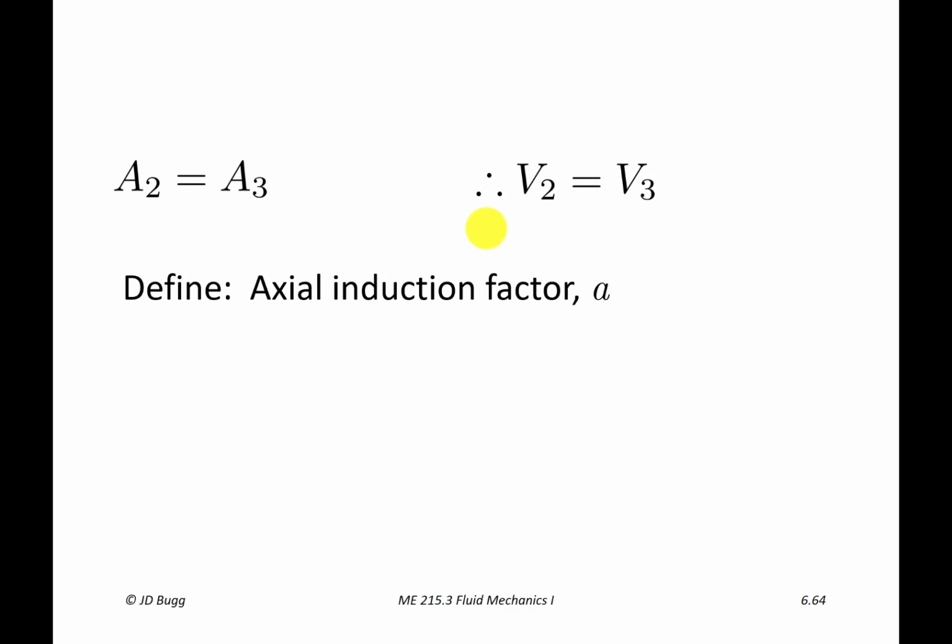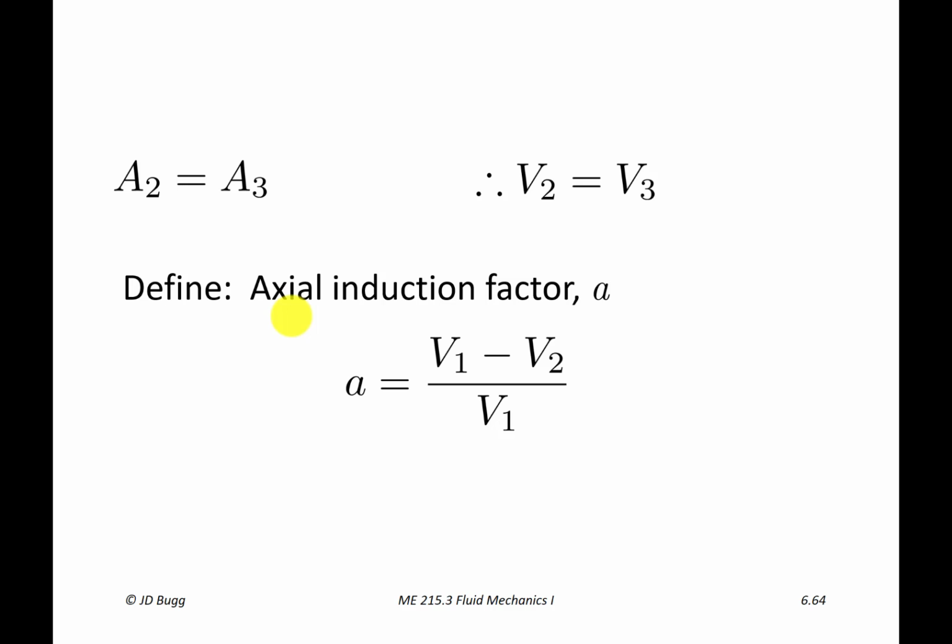Now we want to define a very important parameter in wind turbines, and that's the axial induction factor. So the term axial means that this is referring to the axial velocity, and induction factor is a way of measuring how much the air slows down as it approaches the wind turbine. Okay, so here's how it's defined.